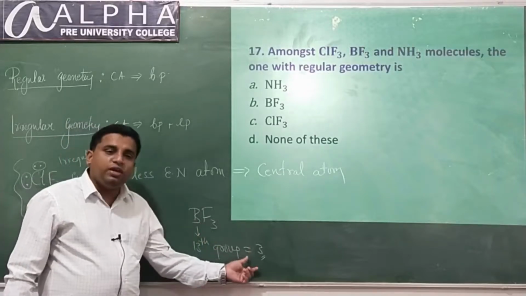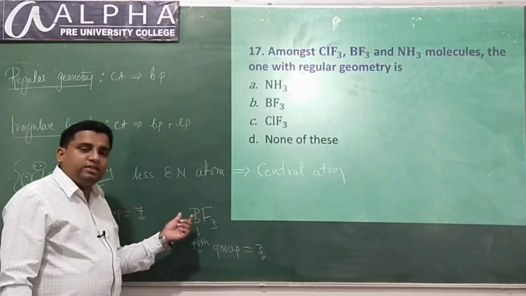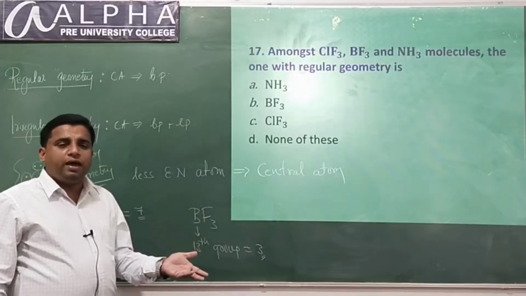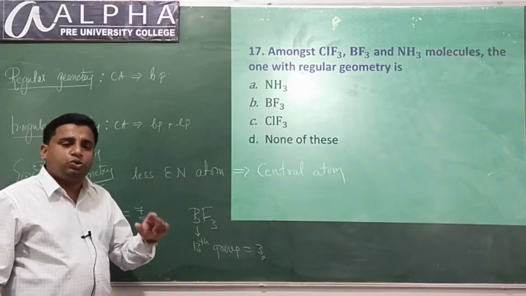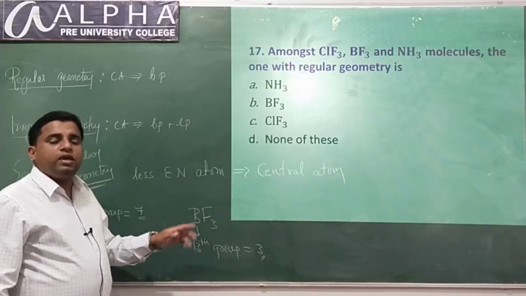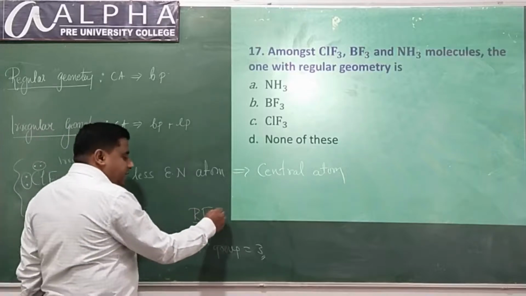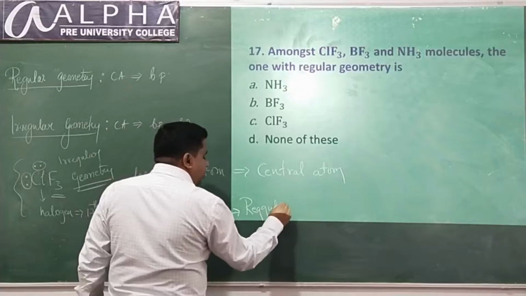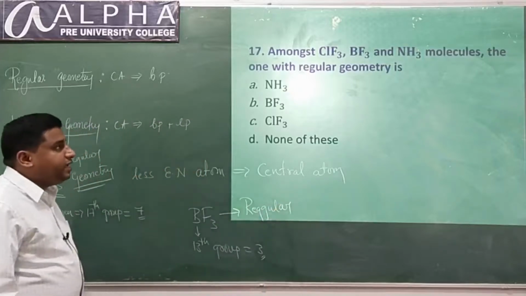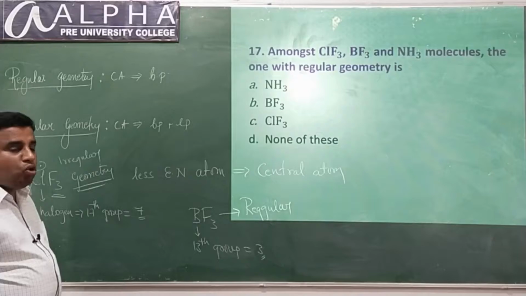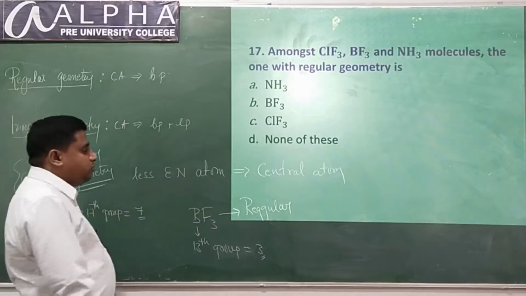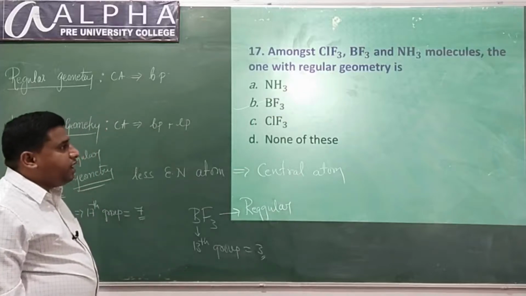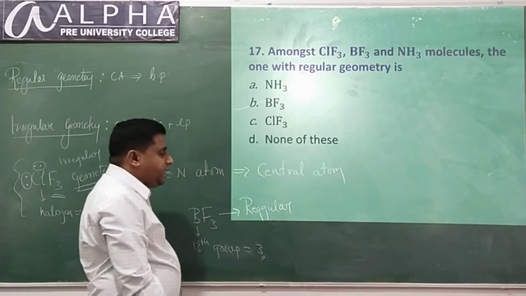Boron has only 3 valence electrons. It has used all the 3 valence electrons to form bond with fluorine. That means boron has no lone pair. It has only bond pair. If boron has only bond pair, what do you call this geometry as? Yeah, it is regular geometry. So according to the question, among ClF3, BF3 and ammonia molecules, the one with regular geometry, of course, is BF3, boron trifluoride. Let us also check with NH3.